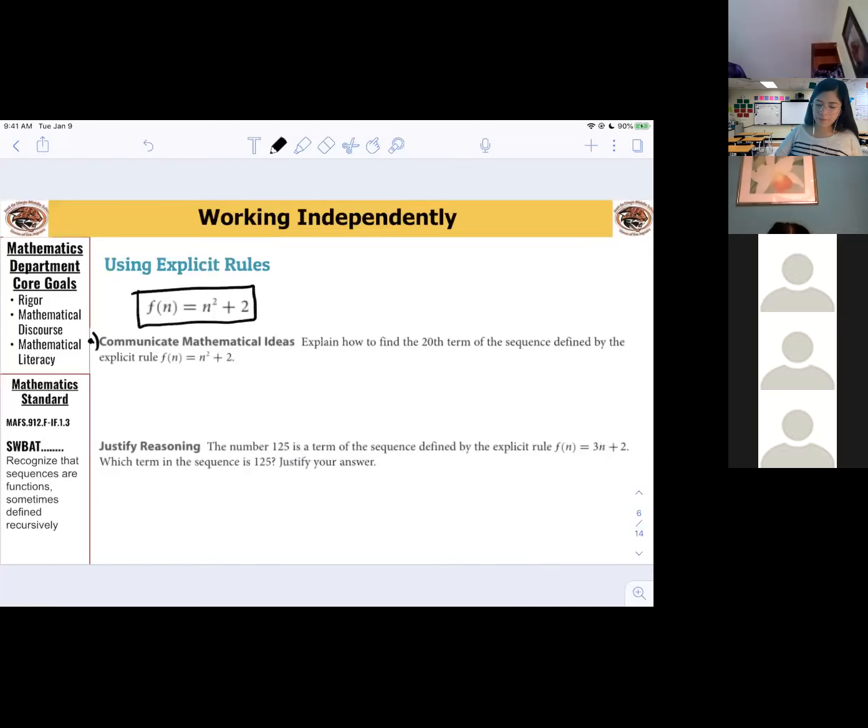Perfect. So how would I find the 20th term? This is the same one as last time, right? Do you plug in 20 with the n? Exactly. Because right now, all I have is 3, 6, 11, 18. I don't know anything else. I only know up to the 4th term.